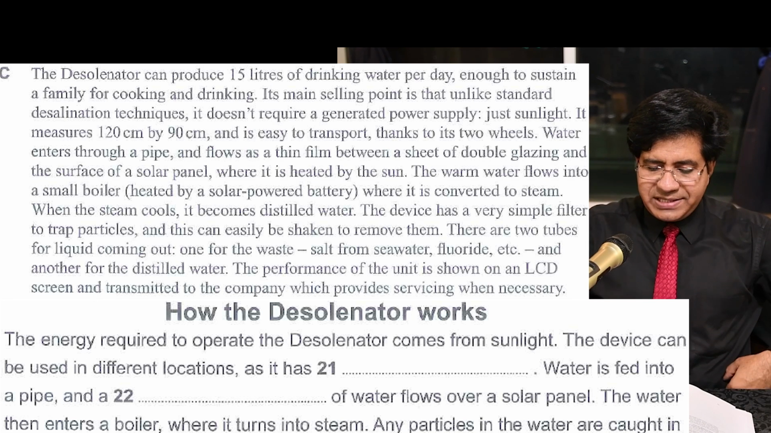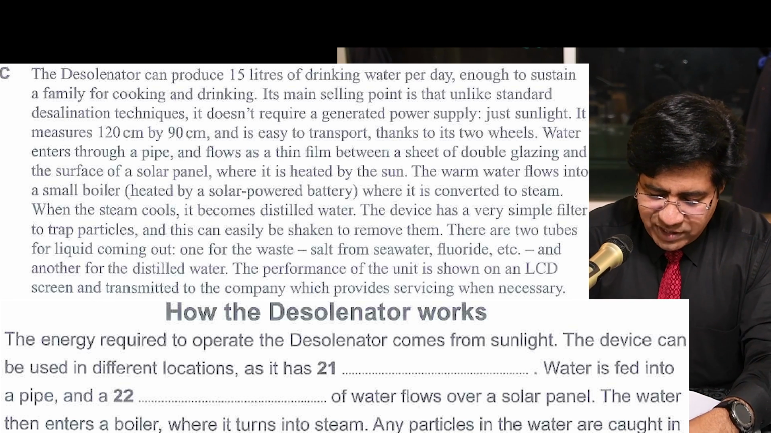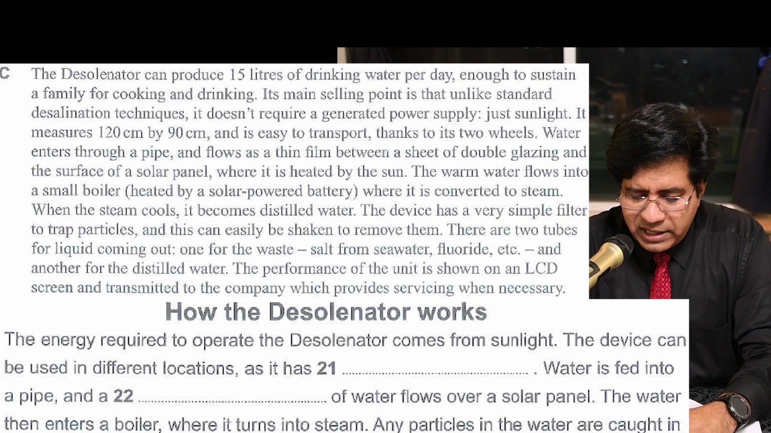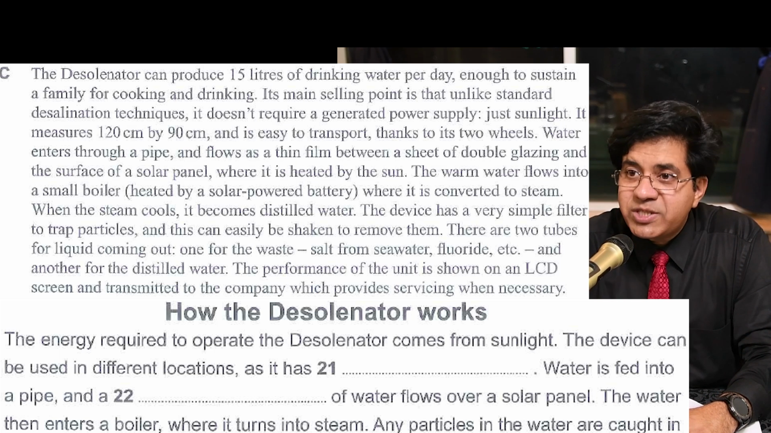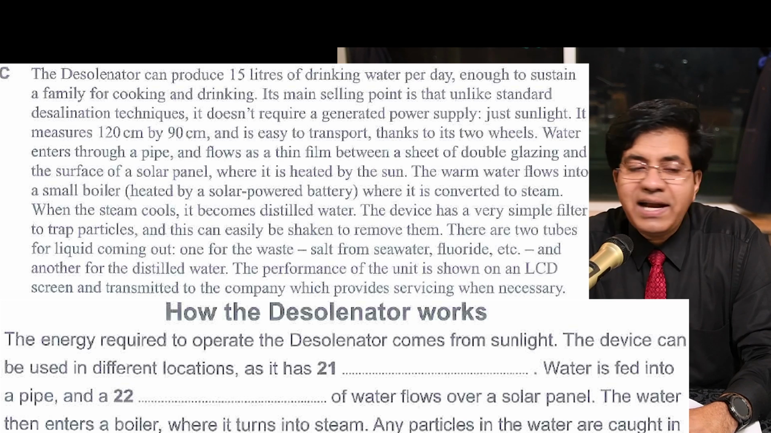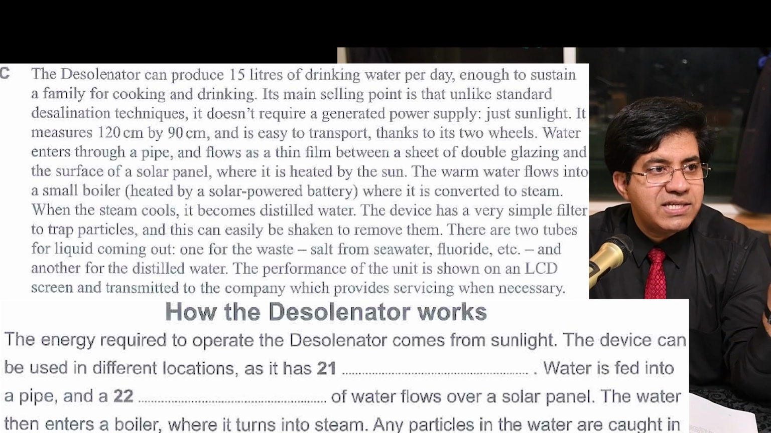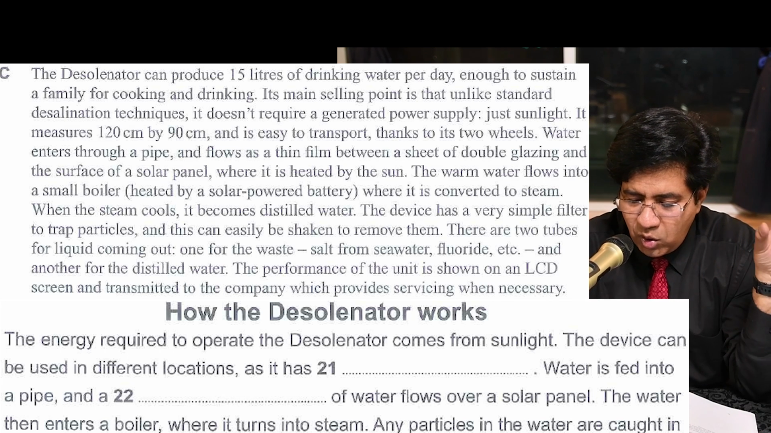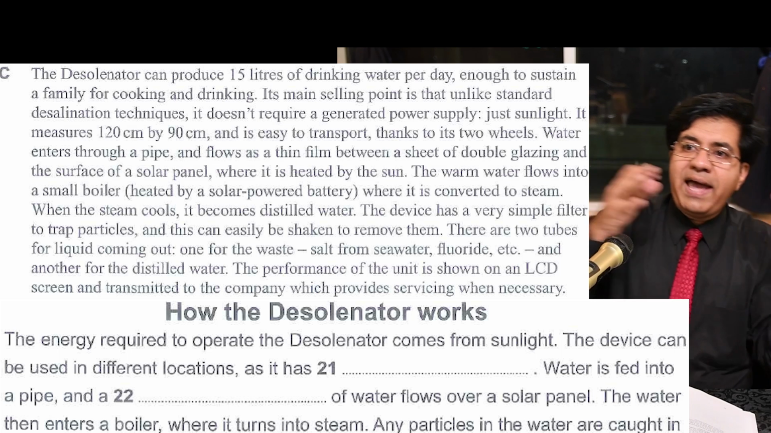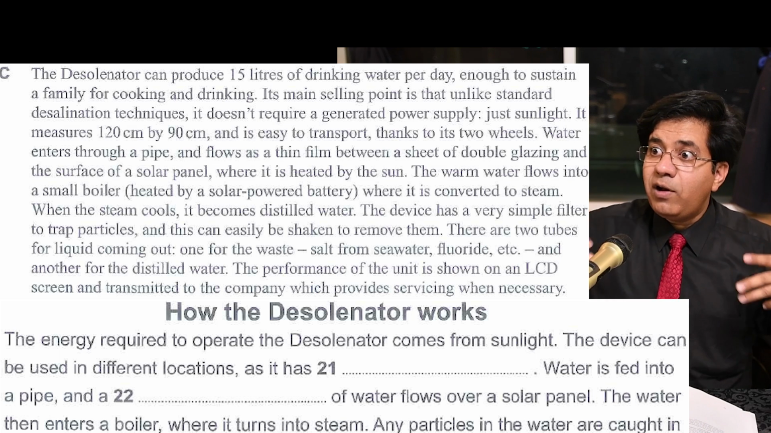Please come back. We read question number 21. Energy required to operate the desalinator comes from sunlight. Remember? We read that already. Just a minute. There is no question about it. Let's go on. Don't just go back, come forward. That will again take time.